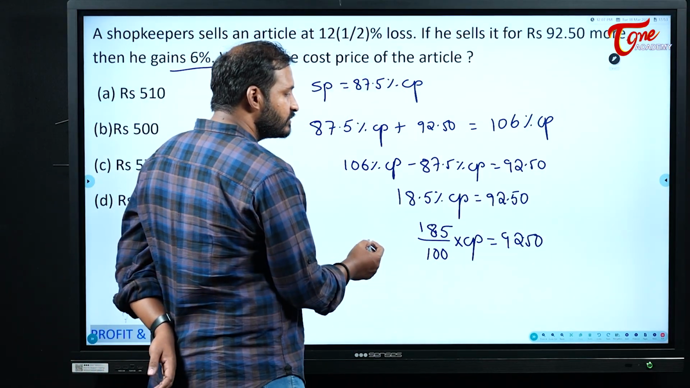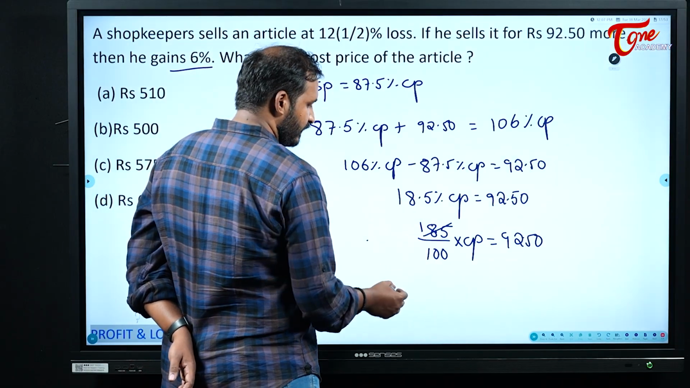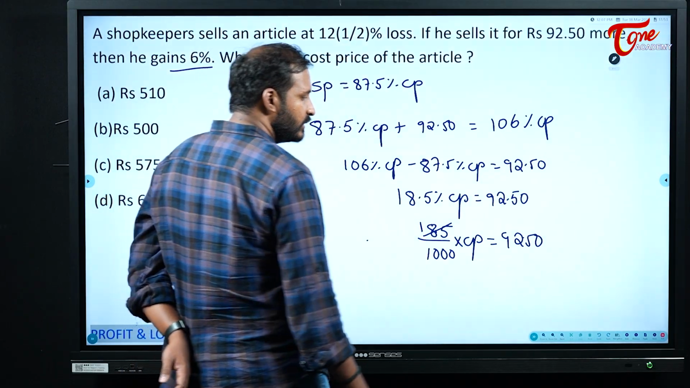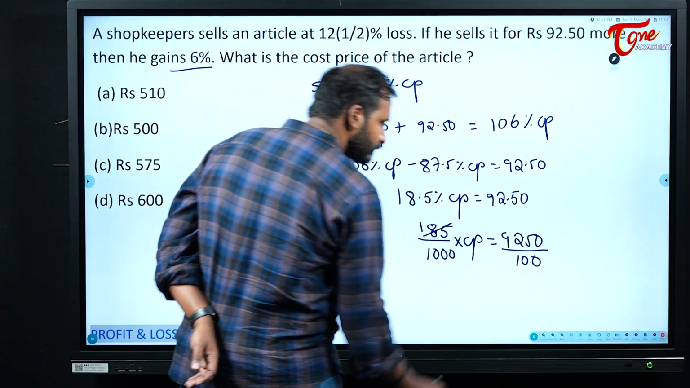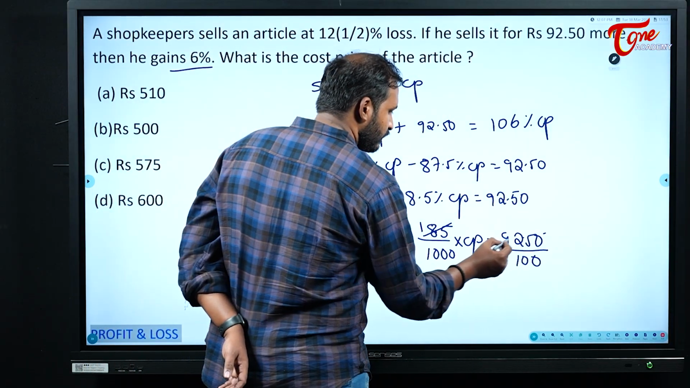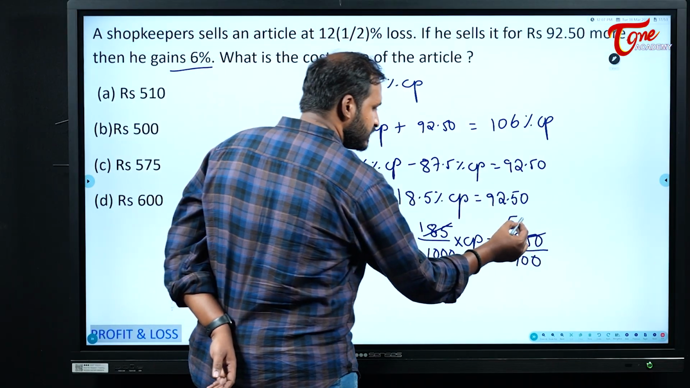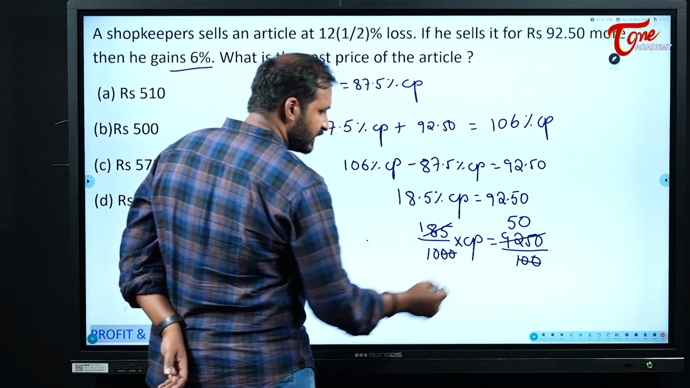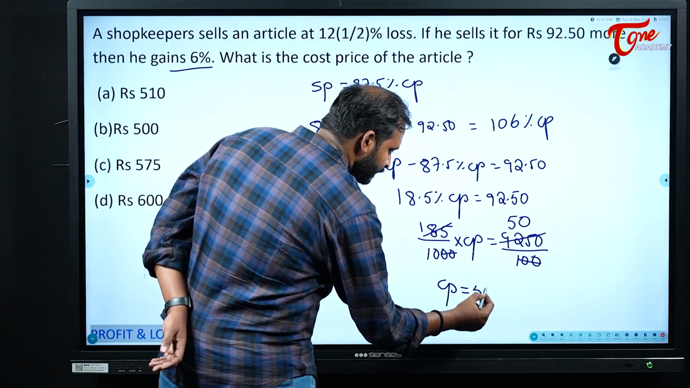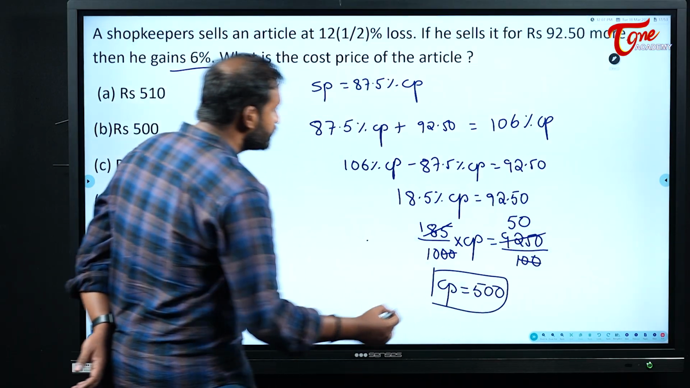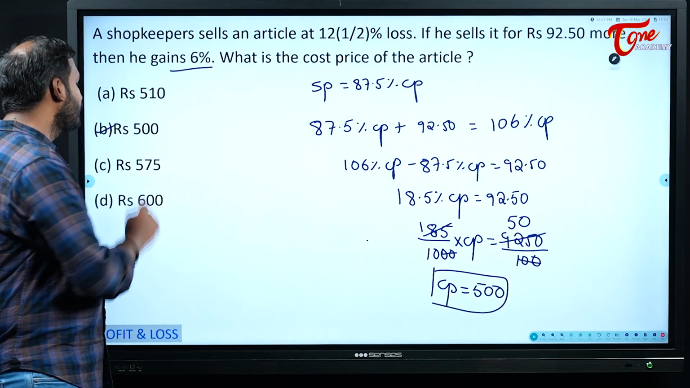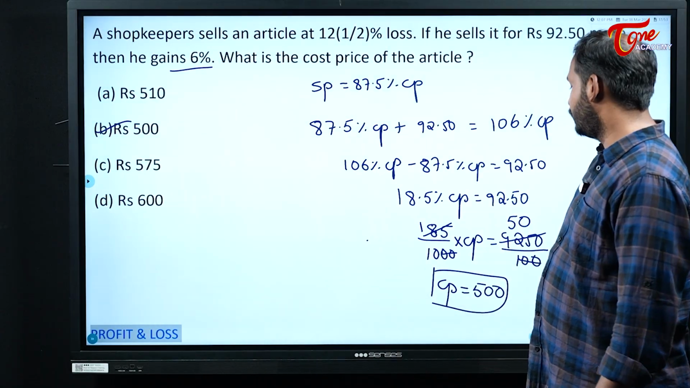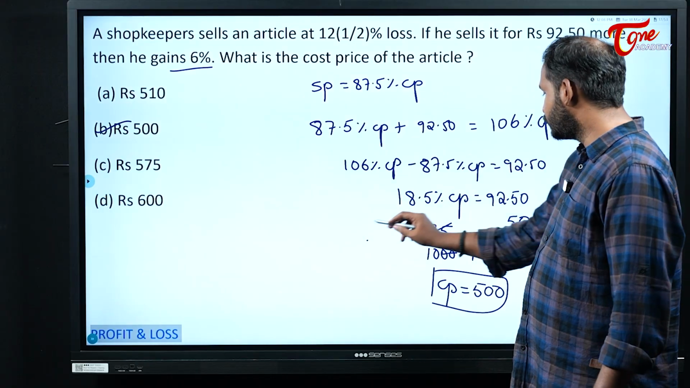Okay. So now what happens to this one, students? If you observe carefully, 185. For the time being, we will cancel this. I will take a 0 in the denominator and 2 zeros here. 185 ones, 185 5s is 925 and 0, 50s. Now please observe, 2 zeros get cancelled, and what happens to my cost price? 500. So the actual cost price of the article is 500 rupees.